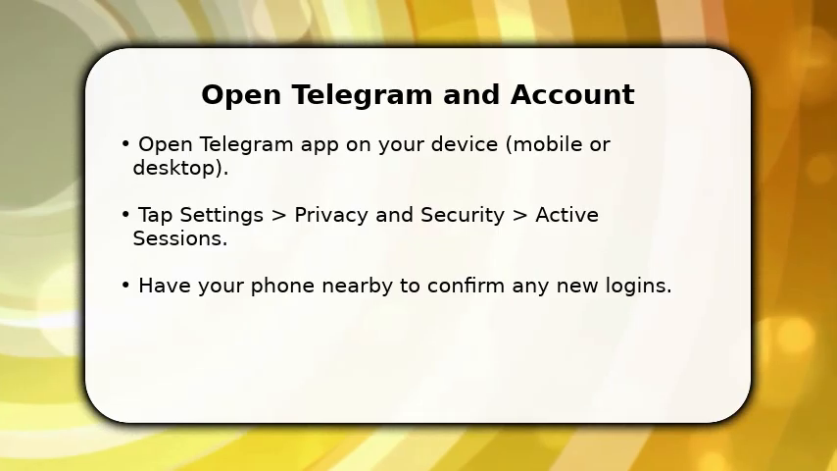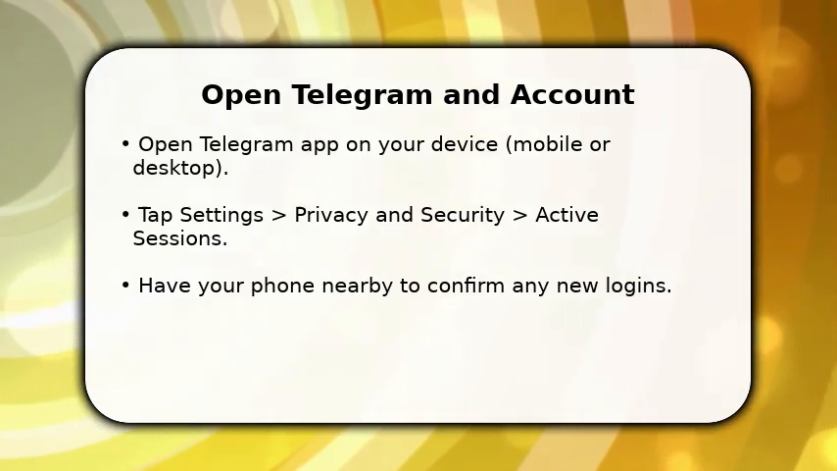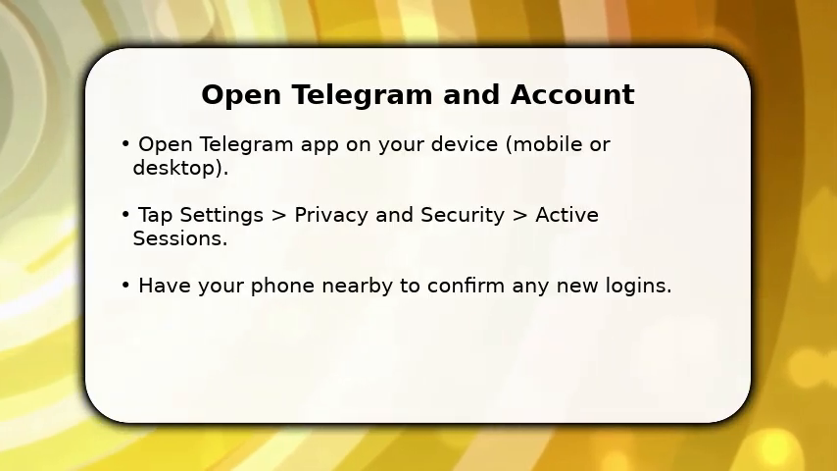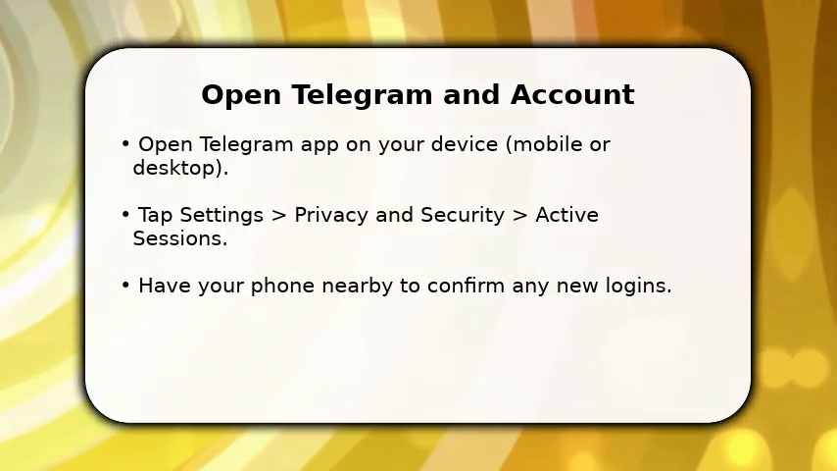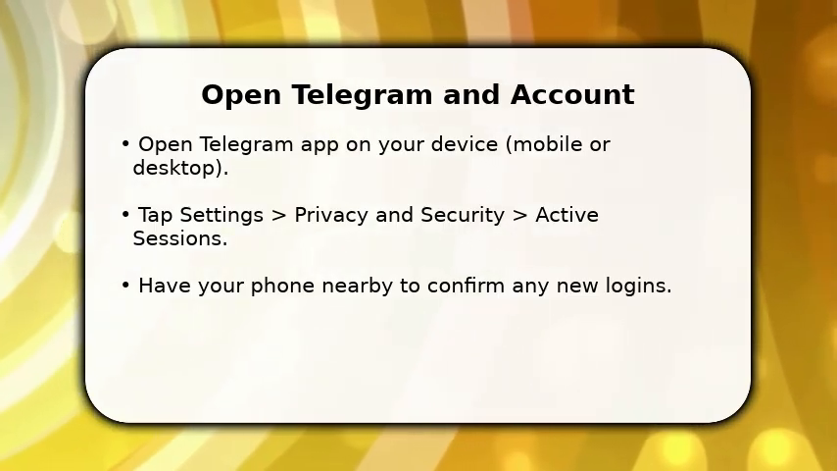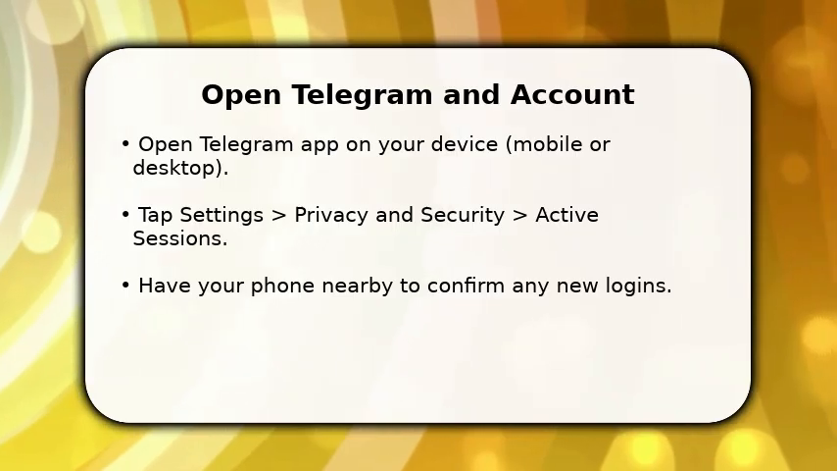You start by opening Telegram and going straight to Settings. Once there, choose Privacy and Security and then Active Sessions. This is where all signed-in devices are listed. You do this to see device names, locations, and last active times so you can identify unfamiliar access.